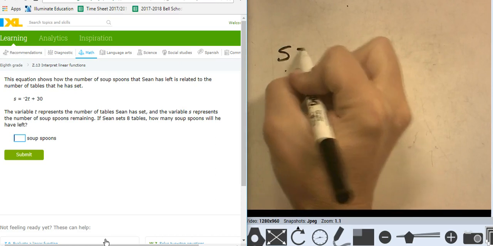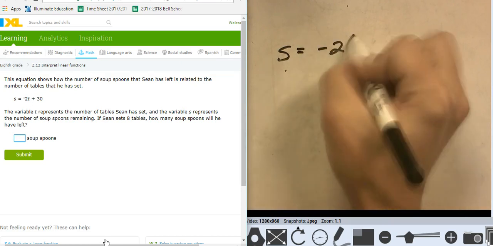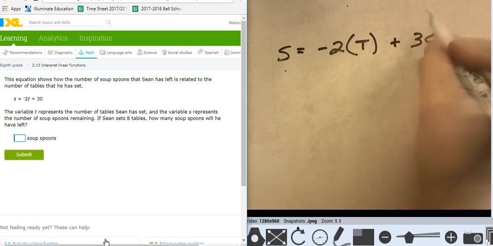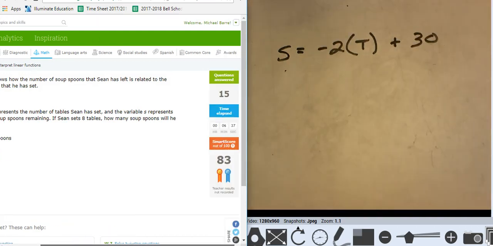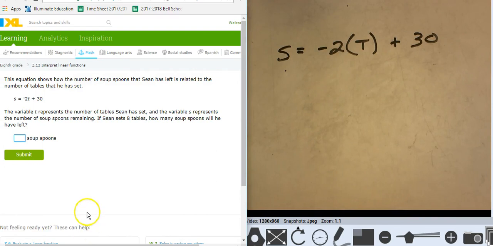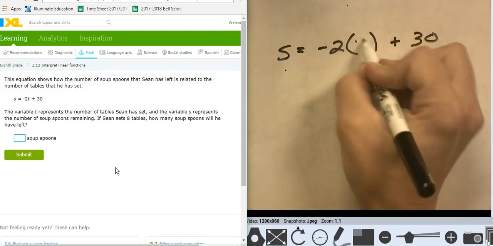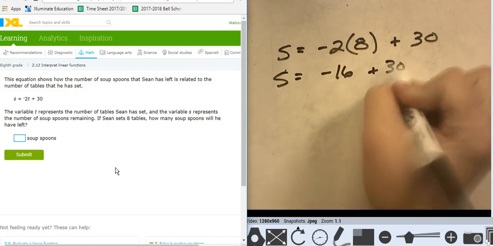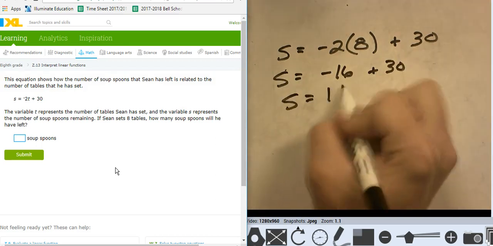Okay, here's an interesting one. S equals negative 2t plus 30. We see that negative 2 just made it a little bit more interesting. So he's setting 8 tables. How many spoons will he have left? So 8 tables, S equals negative 16 plus 30. That's going to give me S equals 14.